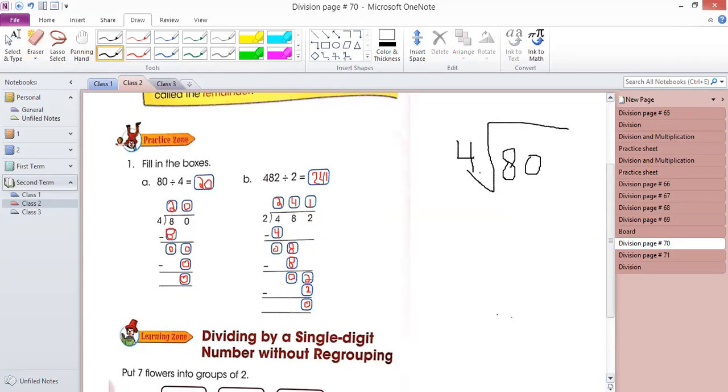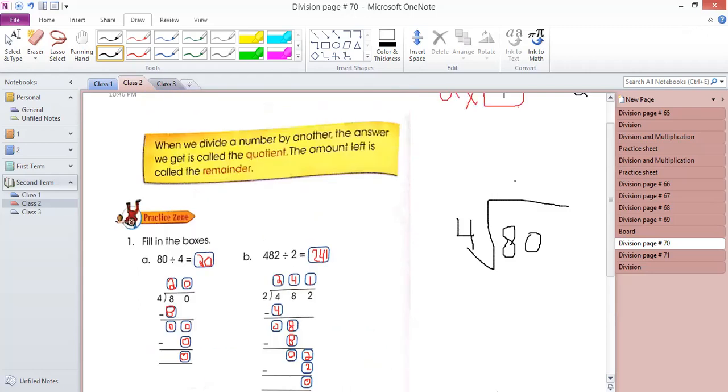So divide 80 by 4. Now guys, again, you have to divide 8 first, then you have to divide 0. So tell me, 8 divided by 4 equals what? 2. Yes, 2. Very good.